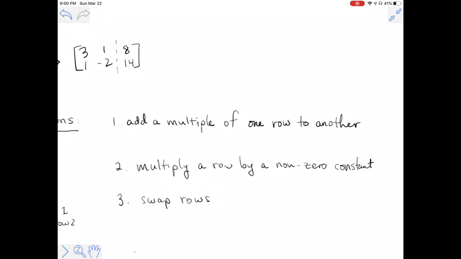You can multiply a row by a non-zero constant. And you can interchange or swap rows. You can make the top row become the bottom row, the middle row can become the bottom row or the top row. Sometimes it's helpful when solving a system of equations in matrix form to swap rows.